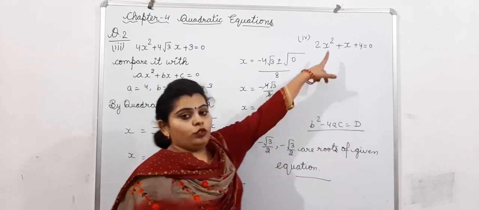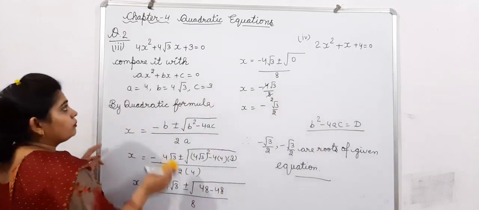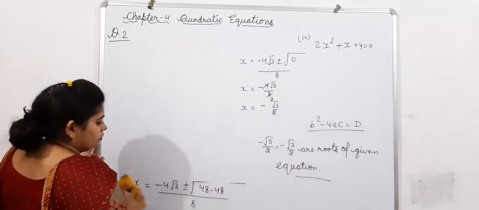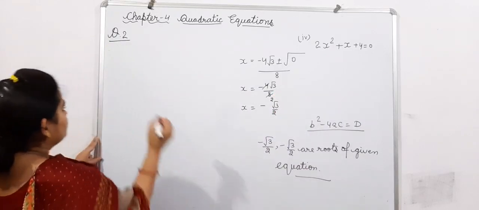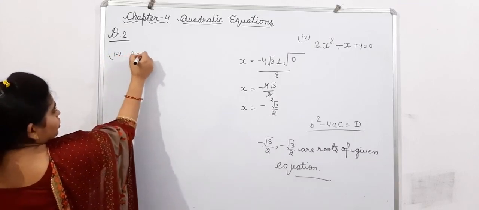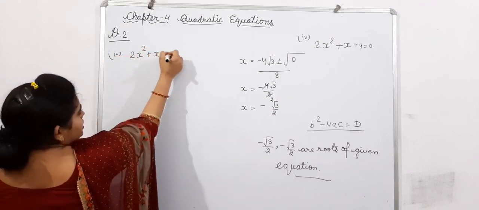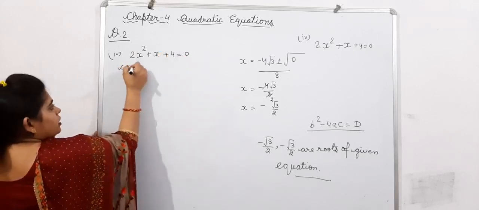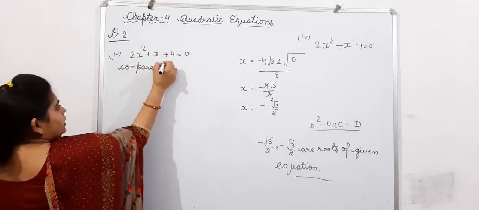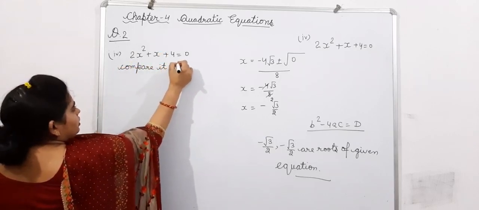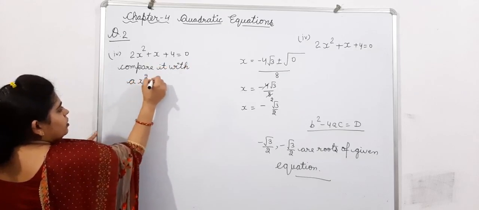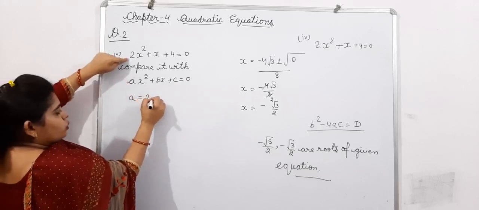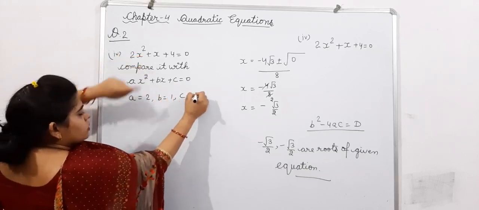Now we will do the fourth part. In the fourth part, what is given? The fourth part is 2x square plus x plus 4 is equal to 0. Again we will compare it with ax square plus bx plus c is equal to 0. We will get a is equal to 2, b is equal to 1, c is equal to 4.